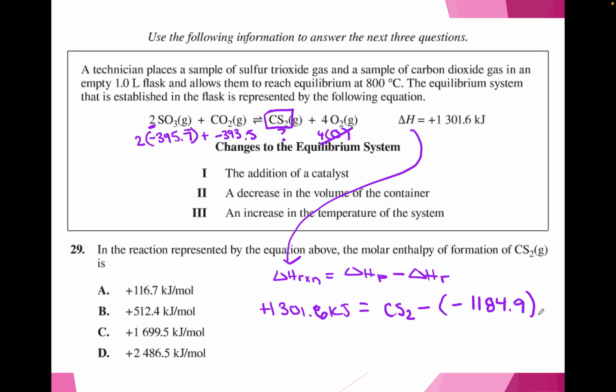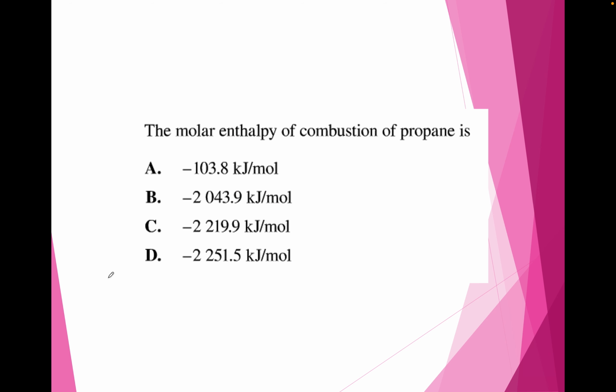Now I just want to solve for CS2. If I'm subtracting a negative, that would become positive. Then I just want to move that value to the other side. So I'd have 1,301.6, and then I would end up subtracting 1,184.9, and I have a positive value of 116.7. So this is using Hess's law short to find an enthalpy of formation.